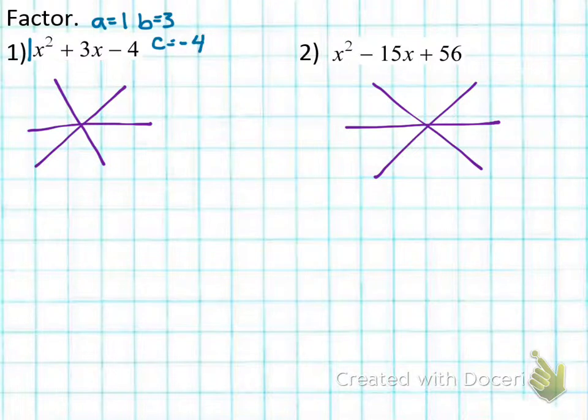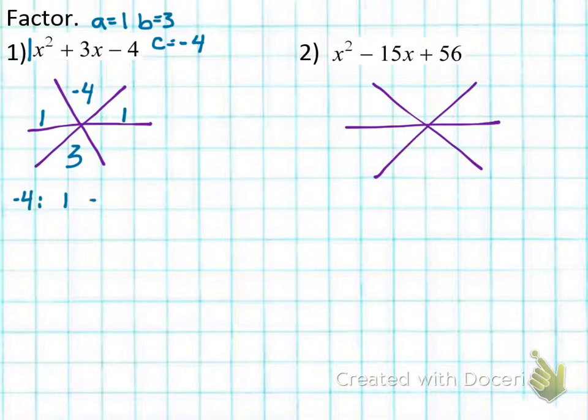I'm going to put A above the line on either side of the X. Then I put A times C in the middle, which is 1 times negative 4, or negative 4. And I'll put the B term down below, which is 3. Okay, now I'm going to look at the factors of AC. So I'm looking at the factors of negative 4.